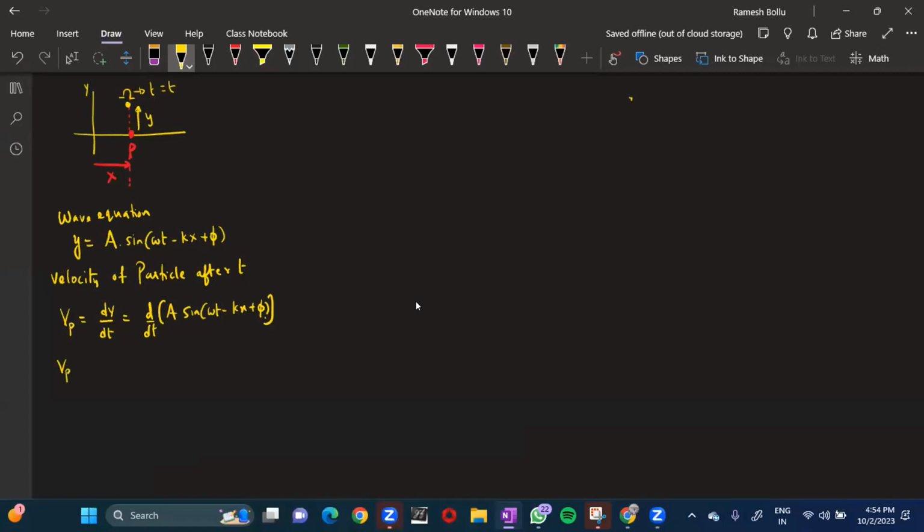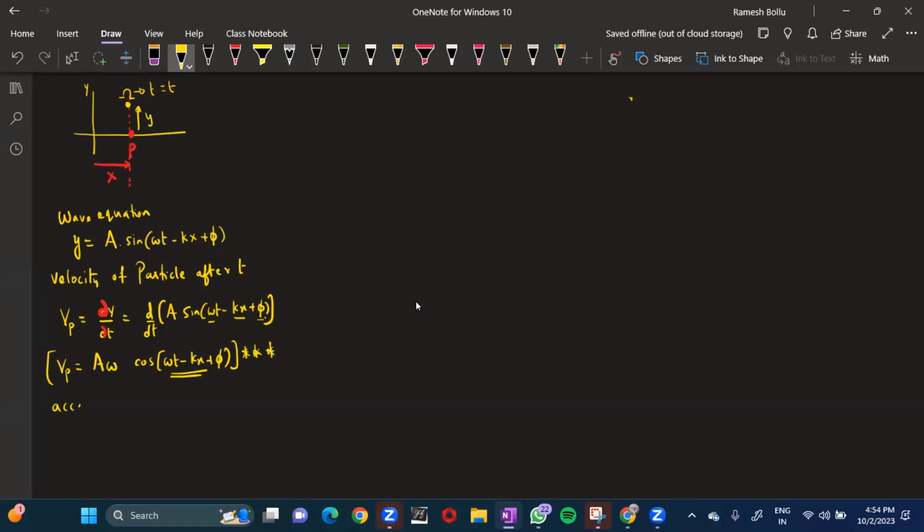Don't touch k. What is the differentiation of sine, children? Cosine will come: cos(omega t minus kx plus pi). Again, the terms inside the bracket also you have to differentiate. Generally it is a partial differentiation I have to do. What is the meaning of partial differentiation? Except time, everything is constant: x constant, k constant, pi constant, omega constant. Understood? Only omega will come outside. This is the velocity of the particle after t seconds. Everyone must and should remember it at your fingertips.